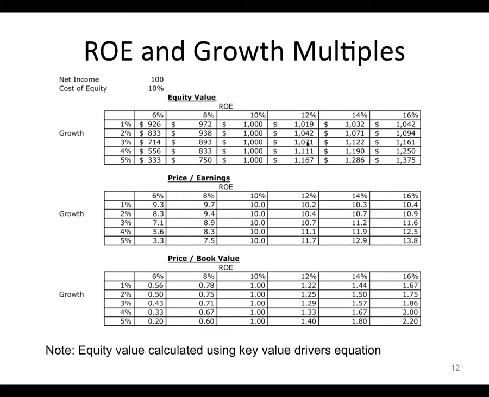So, next multiple. Again, ROE and net income, key value drivers, gets me an equity value. Price to earnings, just divide by the net income. These are the PE multiples. Price to book, related to PE. Again, high PE, high price to book. Low PE, low price to book. Spread drives price to book.